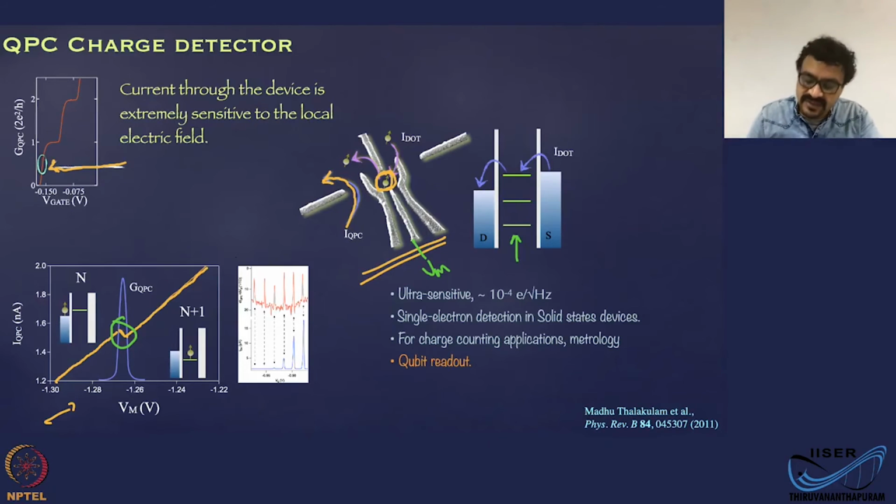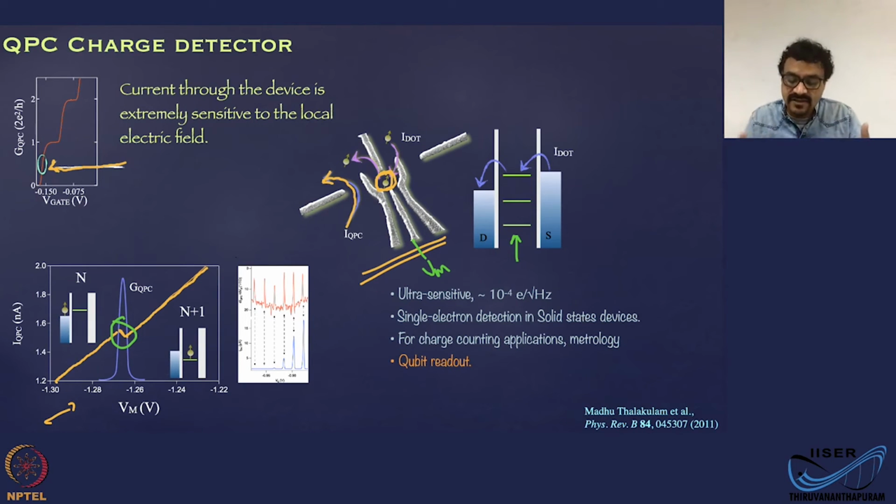So these devices are really sensitive. We can actually sense a few micro-electrons per root hertz. That means a fraction of an electronic charge. And you can detect one electron at a time, which is highly beneficial and highly sought after for technology such as charge counting applications, metrology, and also reading out the state of a quantum dot based qubit.